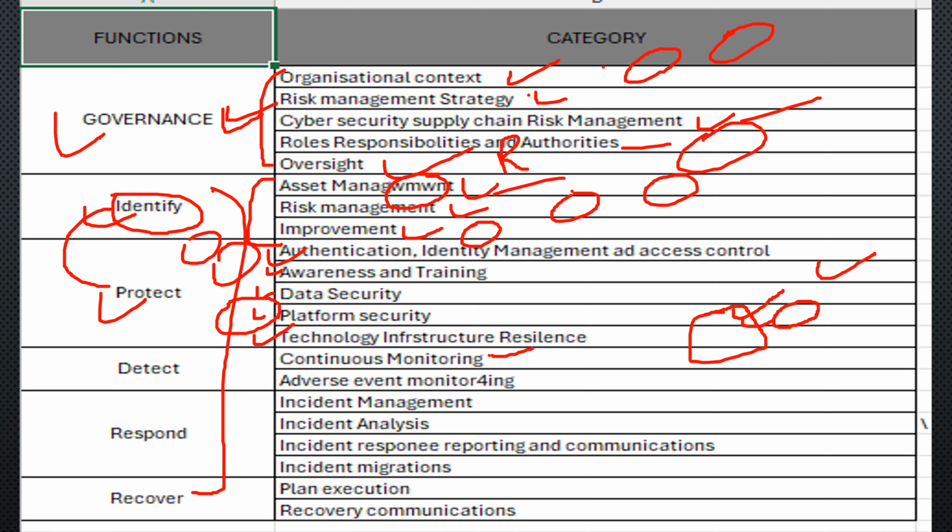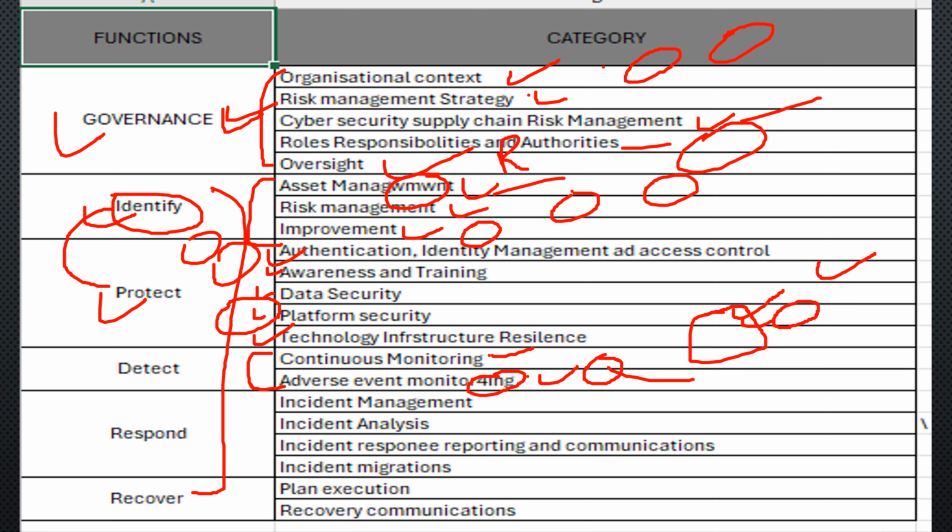Next is adverse event monitoring. Any event that comes in place, we need to target it, either by accepting or mitigating. Detect: we need to detect the risk, we need to detect any event, we need to detect any mishappenings, we need to detect if any gap is there, and anything that can impact the organization's performance comes under the Detect part.